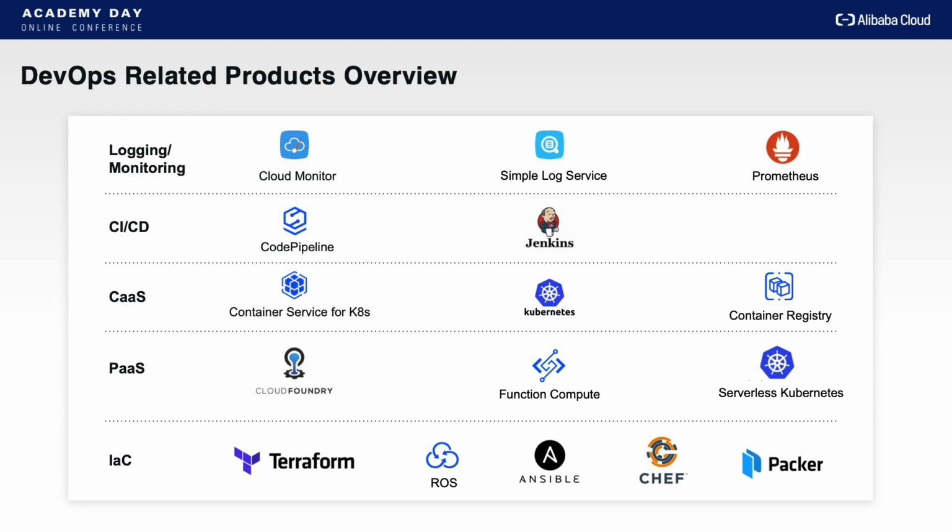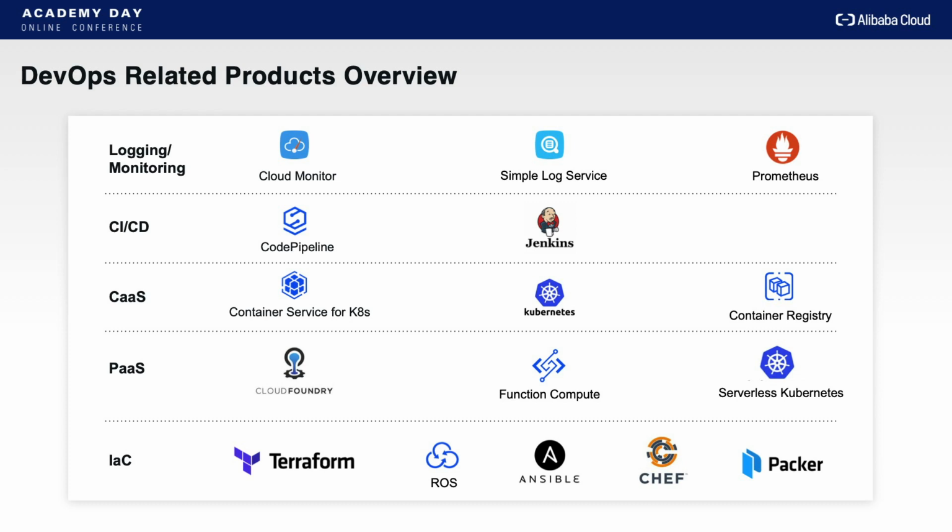And of course, you can use some other open source products such as Ansible, Chef, and Packer to manage and provision your own infrastructure. In the platform as a service layer, we have the serverless Kubernetes. In the container as a service layer, you can either use the open source Kubernetes or use our Alibaba Cloud Container Service for Kubernetes, together with our Container Registry, which helps you to manage all your images globally.